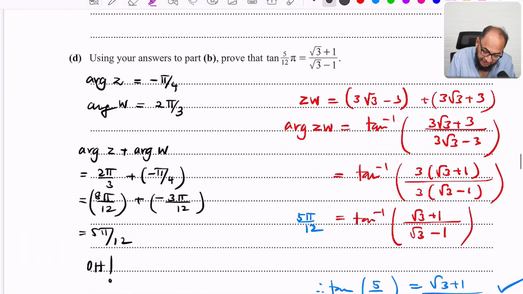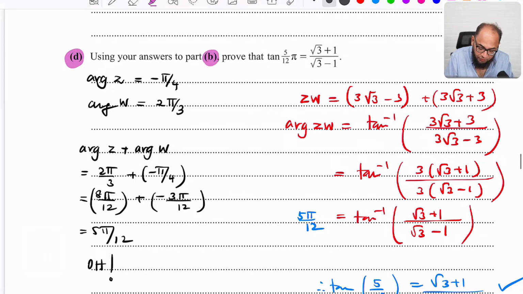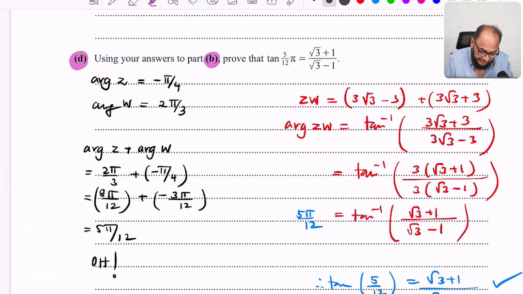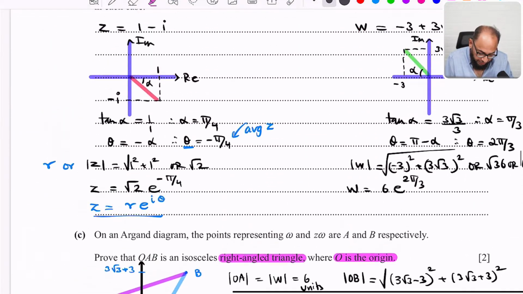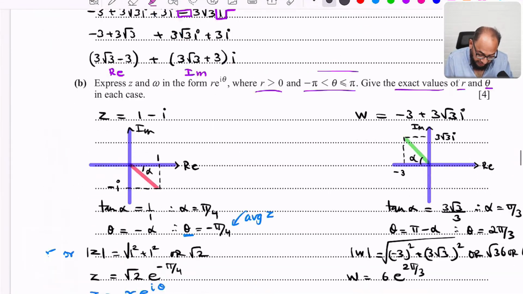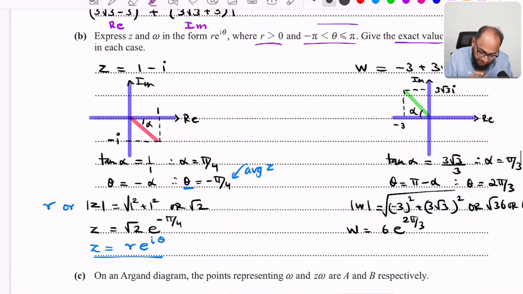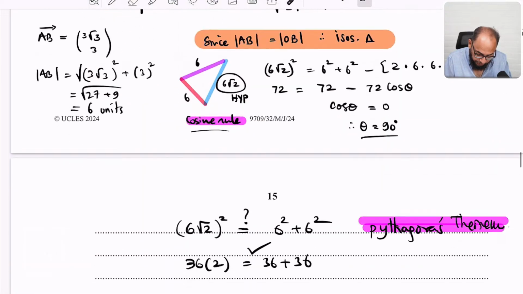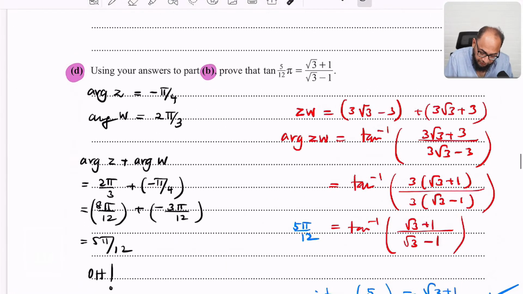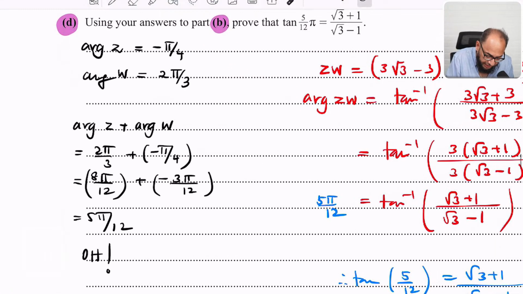Now, this one was a very nice one. It says, use your answer to part B to prove that tangent of 5 over 12 pi is this much. Now, part B is this thing. There was part A, then there is part B. In part B, what do I have? I have the modulus of z, the argument of z, the modulus of w, and the argument of w. And they are asking us to prove that tan of 5 over 12 pi. Now, what I did is that I simply wrote the argument of z.